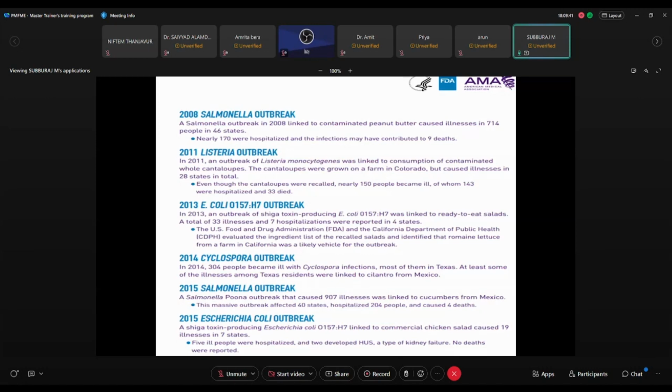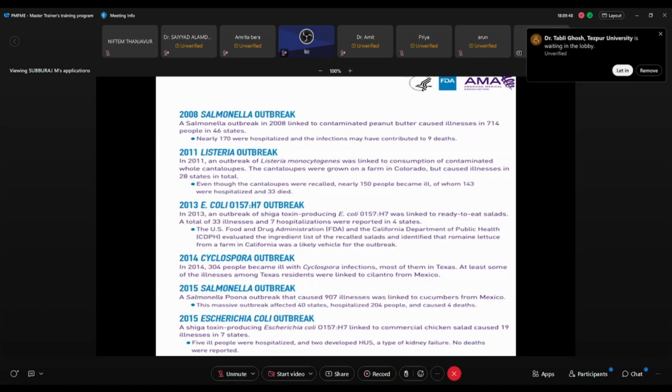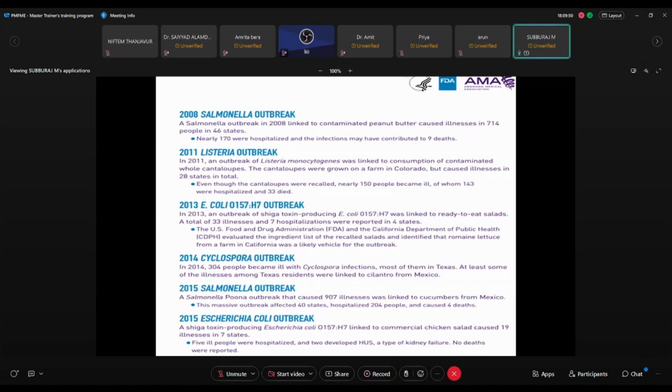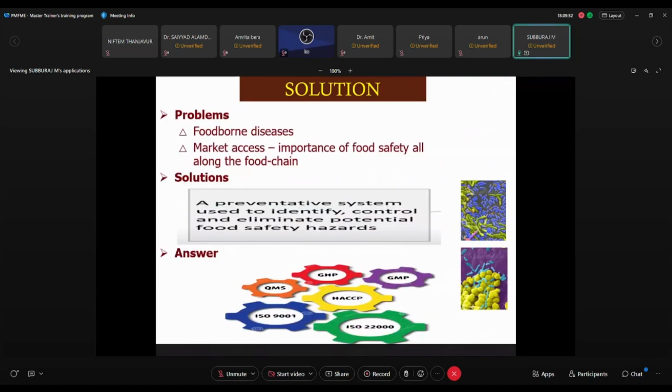Whatever efforts the government is taking are in vain, because there is a continuous series of food poisoning outbreaks. So, what is the solution for that? How will we prevent this? How do we have to identify it? How do we have to control it? How do we have to eliminate this food safety hazard from the food ecosystem?